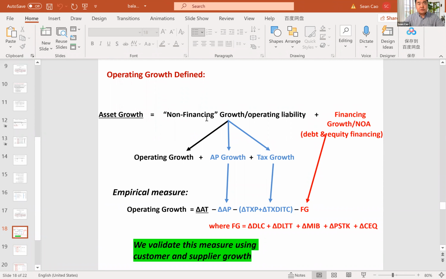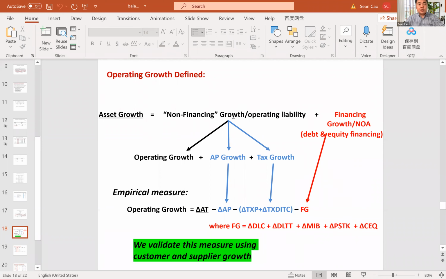Asset growth is equal to growth financed by vendors and suppliers, and also growth financed by debt, equity, and bank loans. So you can first break down growth into growth not financed by debt, equity, and bank loans, and growth financed by debt, equity, and bank loans. Added together, that's asset growth. That's step one, right? We break down the asset growth into growth financed by debt and equity, and growth not financed by debt and equity.